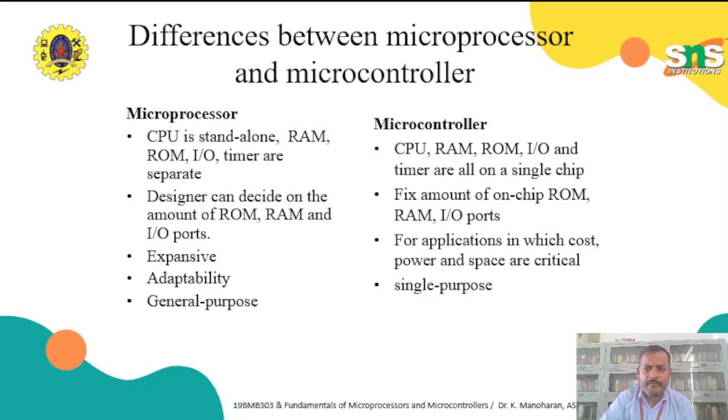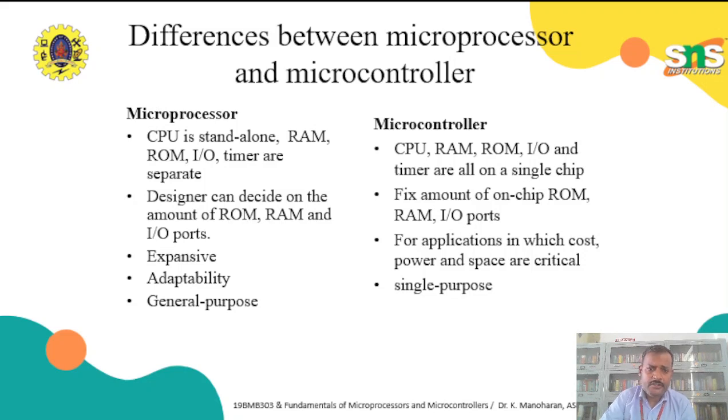On the other hand, a microcontroller consists of a central processing unit, that is a CPU, a RAM, a ROM, IO ports, timer, and interrupts. Everything is available in a single chip. Whenever you are using an application, these essential things are available on a single chip itself. But with a microprocessor, we need to buy external RAM, ROM, IO ports, timers and interrupts. We need to interface those also.